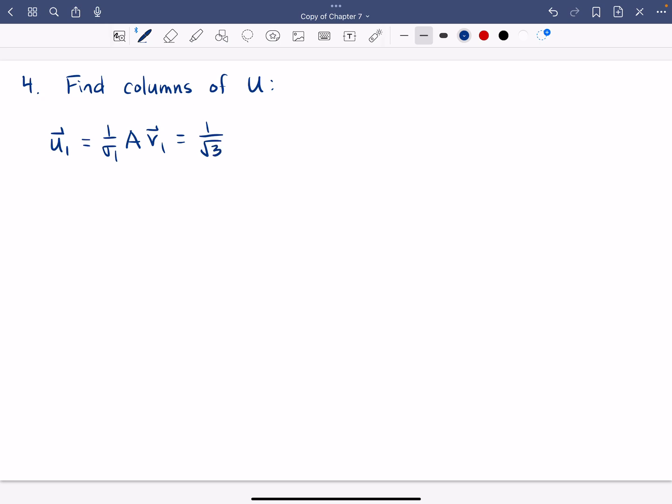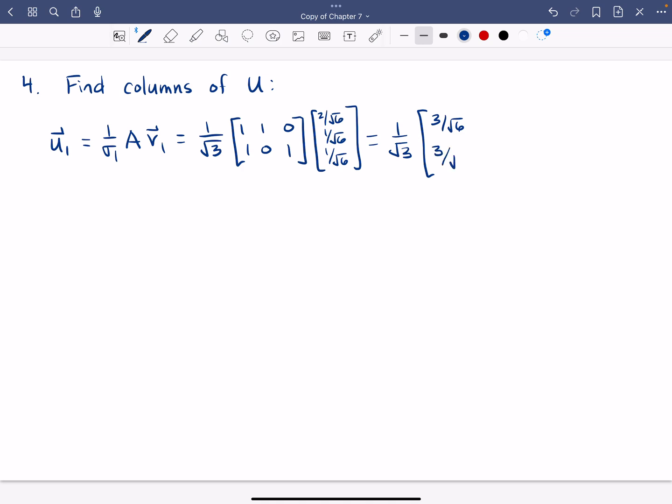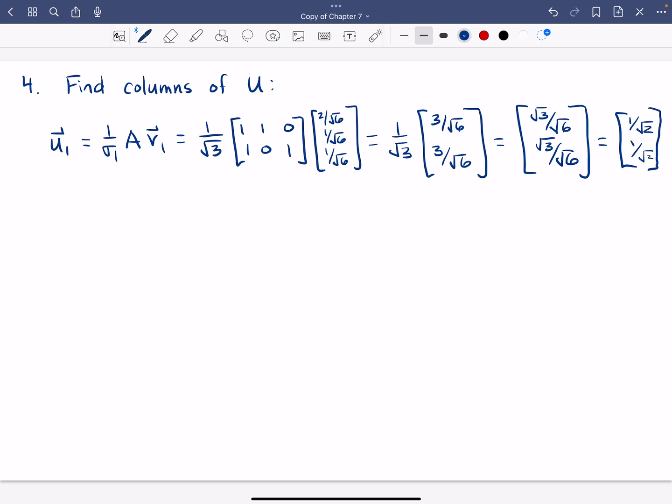So over here, for sigma 1, that's rad 3, if you'll remember. Our matrix A is 1, 1, 0, 1, 0, 1. And then we multiply this by our V1 vector. So when we multiply by A, we're going to get 3 over rad 6 for our first entry. And our second entry will also be 3 over rad 6, but that reduces down to, well, rather, if we divide through by rad 3, that's going to give us rad 3 over rad 6, rad 3 over rad 6, which is also sometimes called 1 over rad 2, 1 over rad 2. So that's our first U vector.